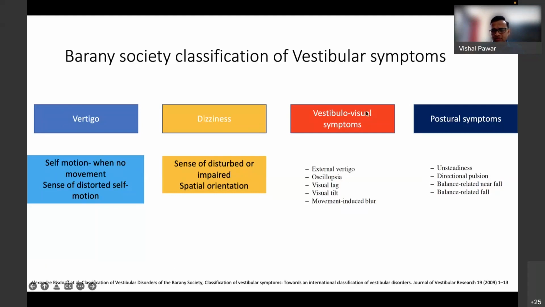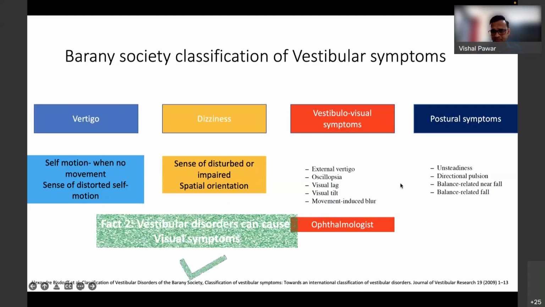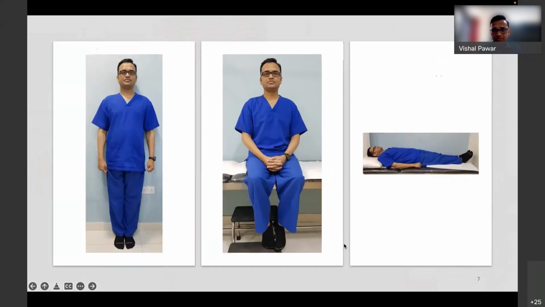So mainly these vestibular visual symptoms are very common in patients with vestibular migraine, as well as there are other pathologies which can lead to these vestibular visual symptoms. And these patients commonly consult ophthalmologists. They will go to an ophthalmologist because it is something happening in the vision. So it's very important to remember that these patients usually have some underlying vestibular disorder, could be vestibular migraine. Vestibular disorders can cause visual symptoms. It's very important to remember.